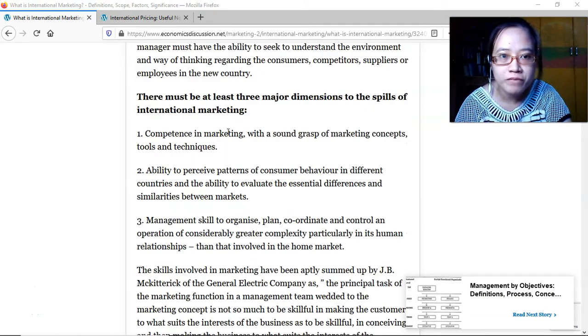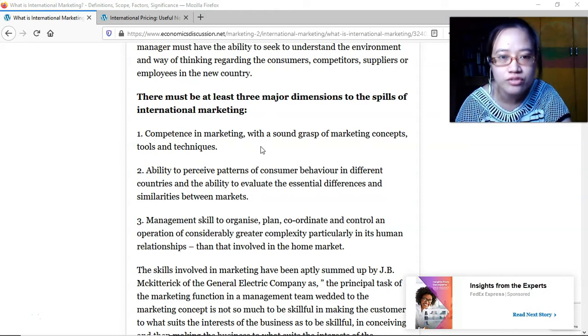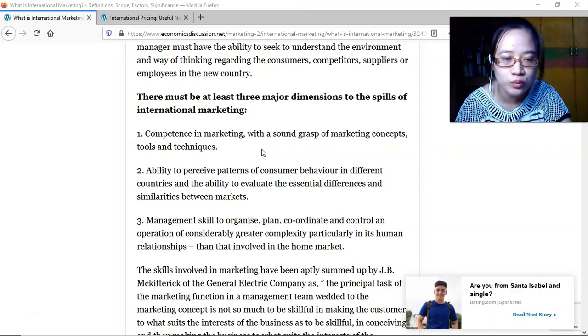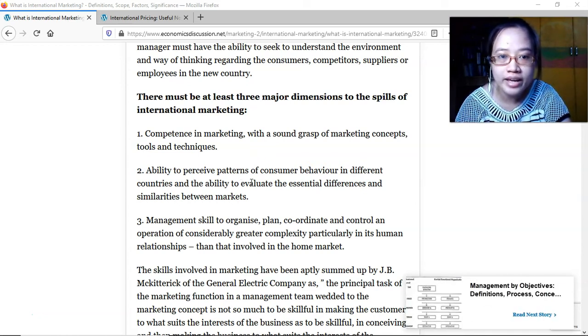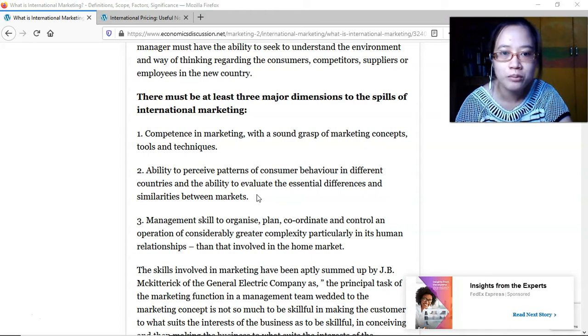Continuing on, there must be at least three major dimensions to the skills of international marketing. Competence is the first one, with a sound grasp of marketing concepts, tools, and techniques. So you have to know which one would be applicable for your audience. Secondly, ability to perceive patterns of consumer behavior in different countries and the ability to evaluate the essential differences and similarities between markets. Okay, so this is understanding human behavior, consumer behavior.